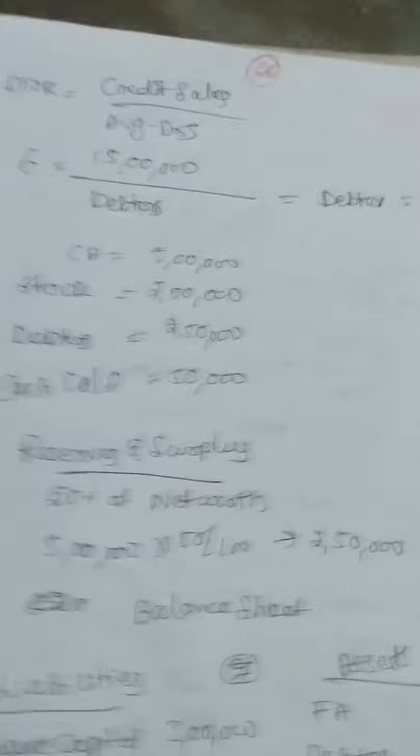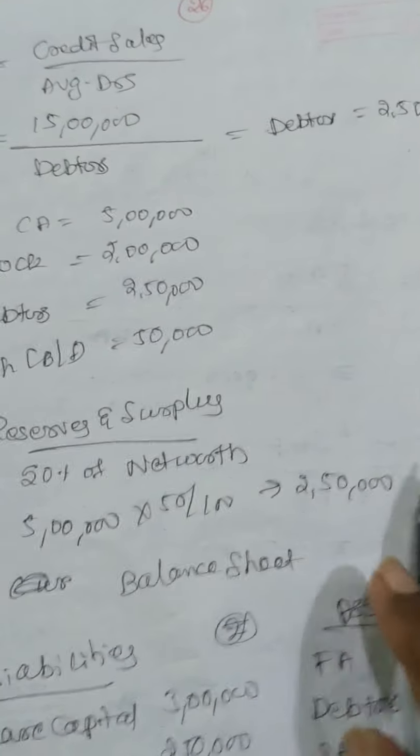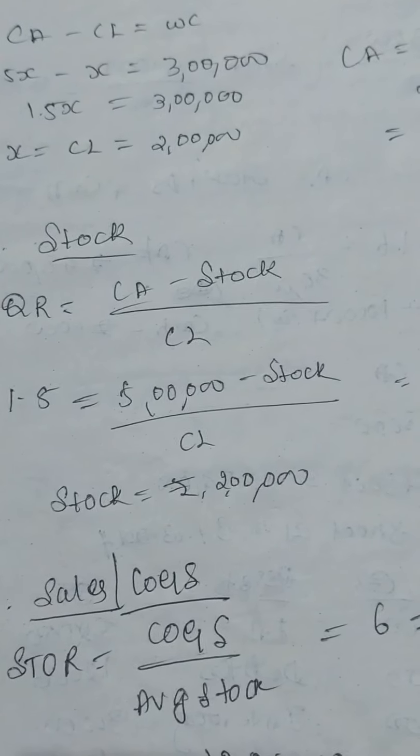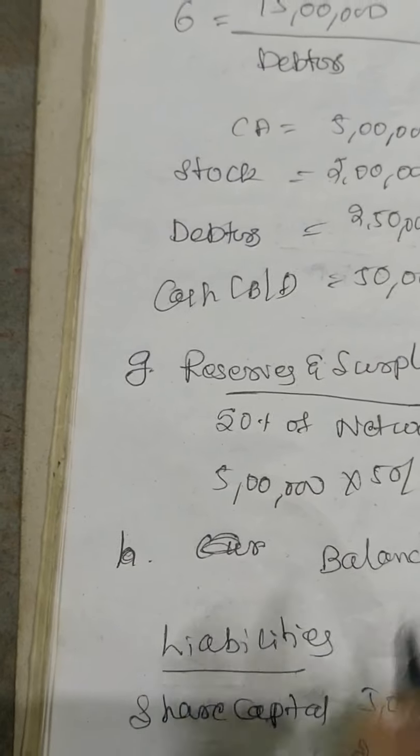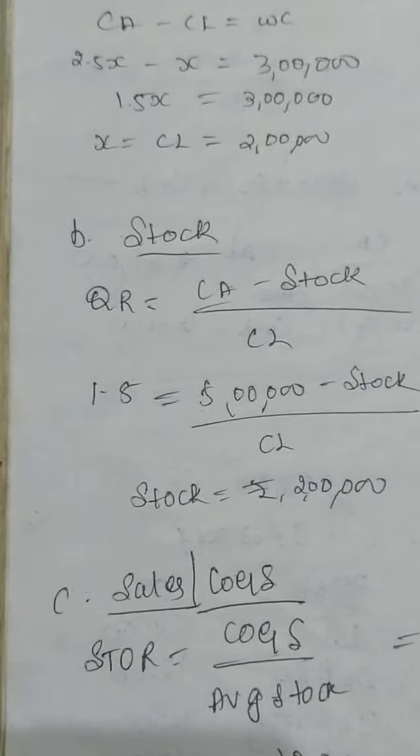So only in exceptional cases. Okay. Next, reserves and surplus 50% of net worth, that is 5 lakh into 50%, you will get 2 lakh 50.